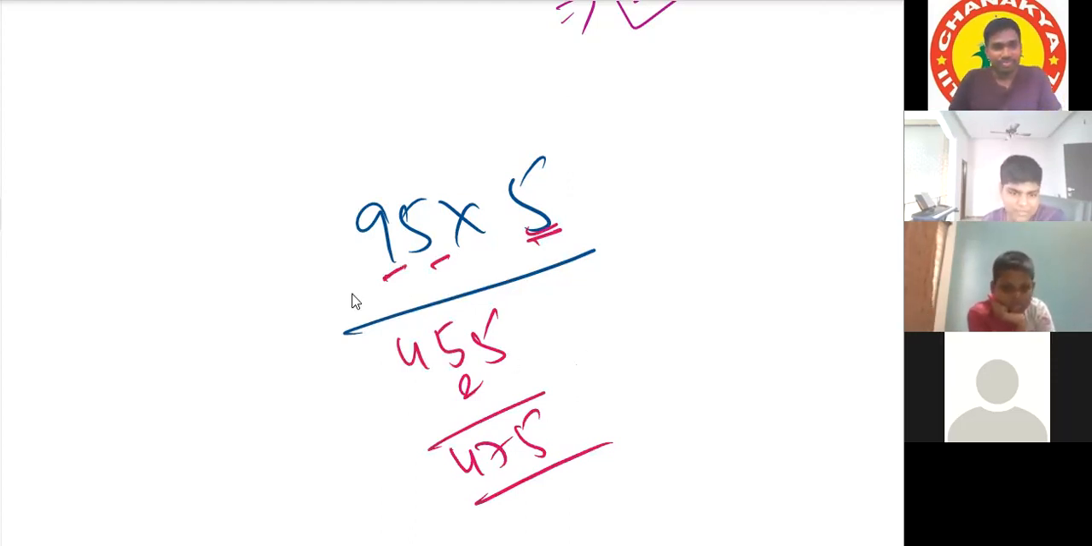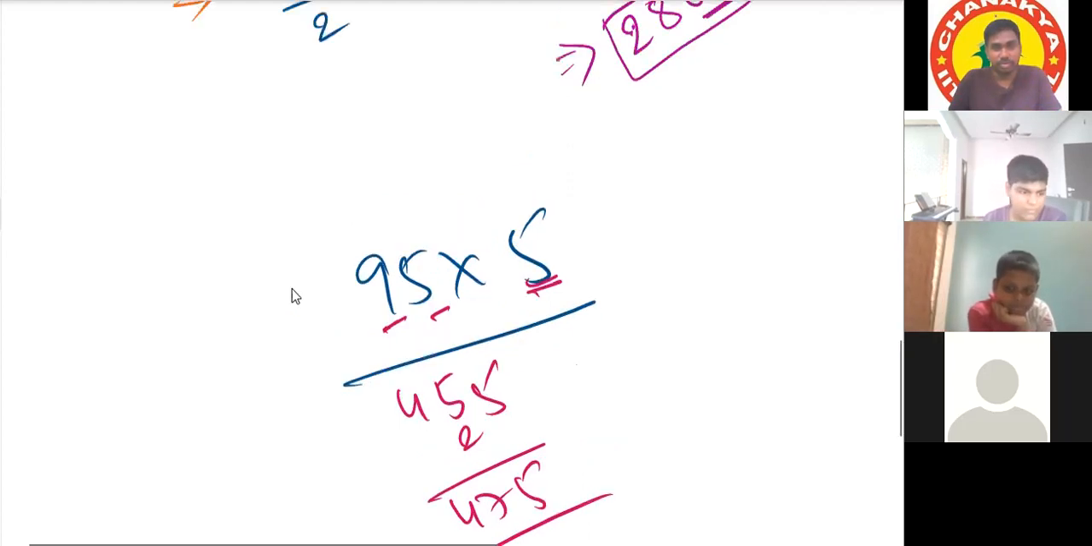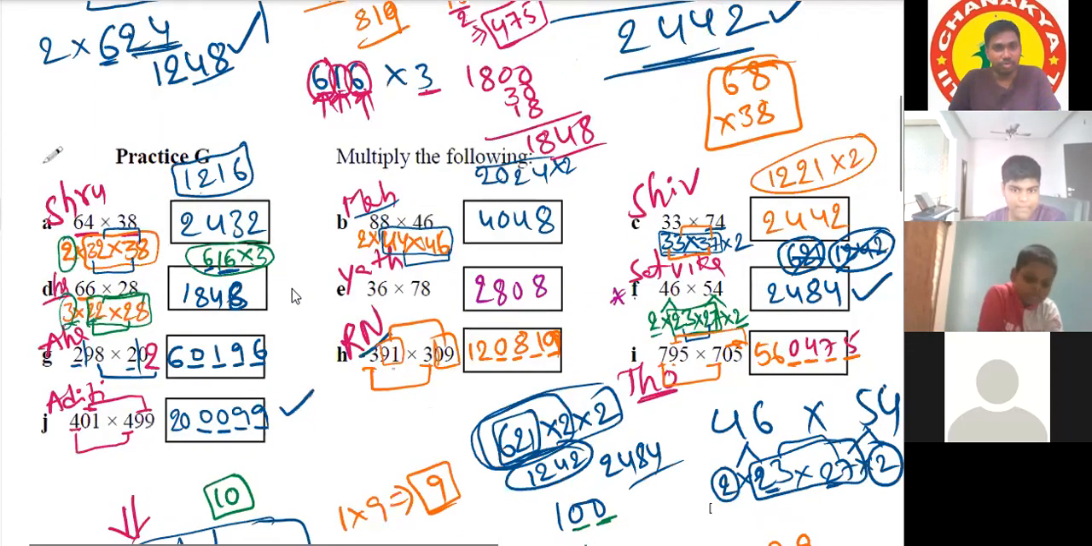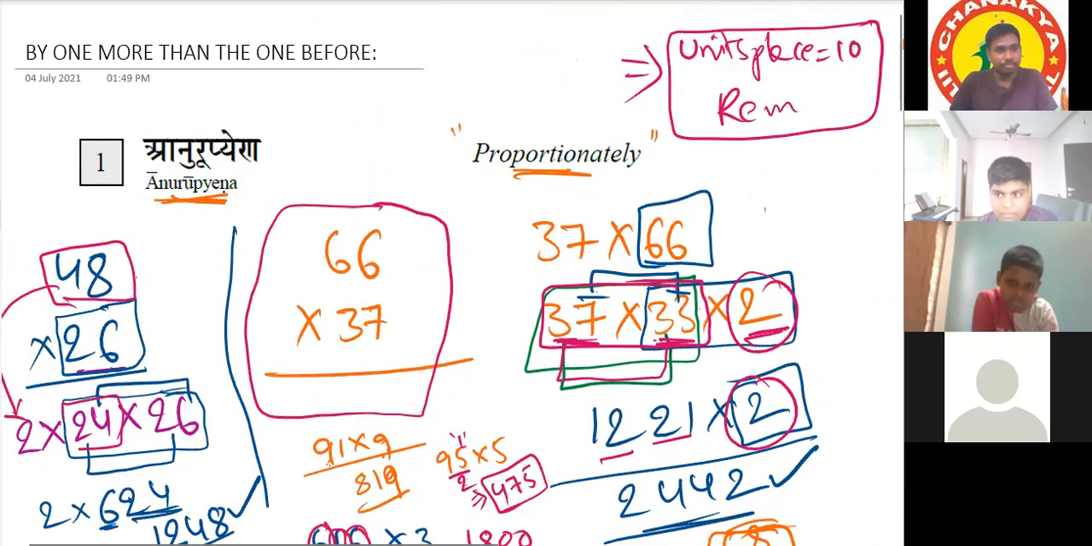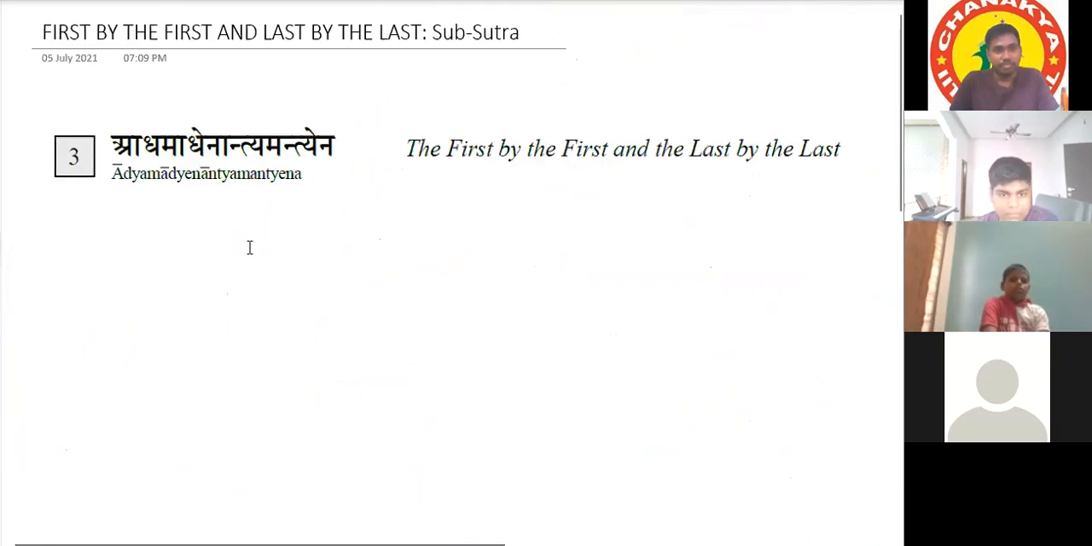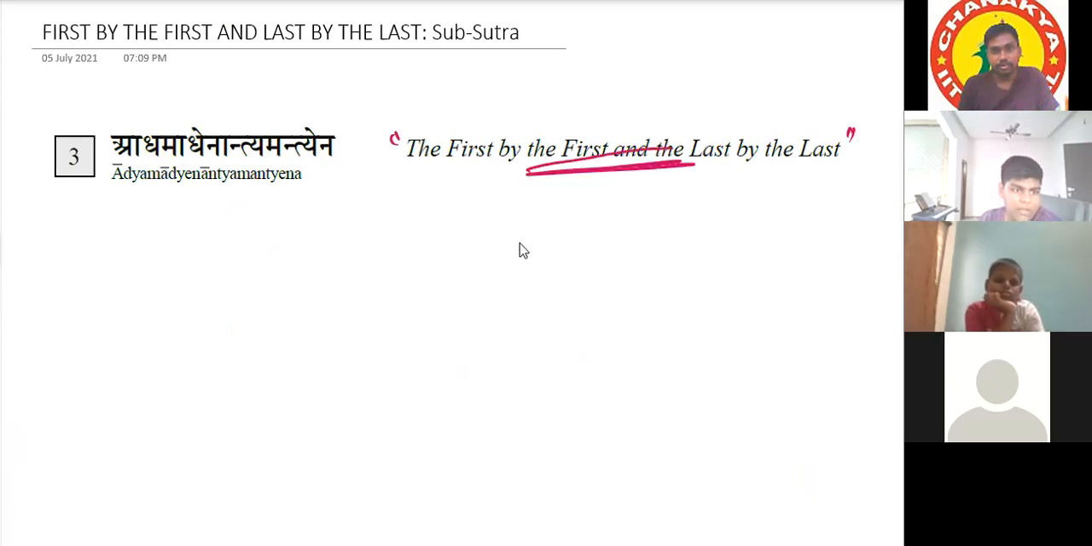I just had a doubt. Do we have to do this also in the Vedic method? No. Actually, in any way you can do. That is your comfort. Whatever you feel comfortable, you can go with that. But you have to learn all the things first. Then we'll see the reverse sutra for this. The reverse sutra is first by the first and the last by the last. First by the first and the last by the last. Okay, ready?